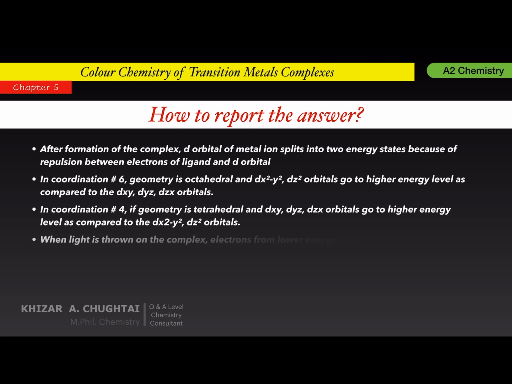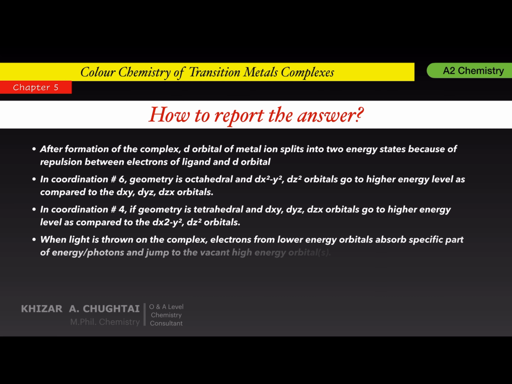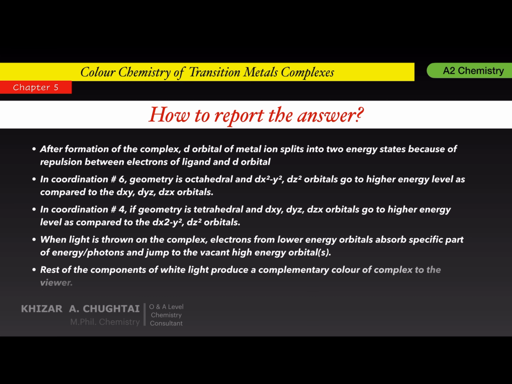When the white light is thrown on the complex, electrons from the lower energy orbitals absorb a specific portion of the light, or the photon, and jump to the vacant high energy orbital. So the rest of the components of the white light make a complementary color of the complex to the viewer. So these are basically the 2, 3 and 4 major postulates to report your answer for 3 to 4 marks, on why complexes of transition metal ions make color.